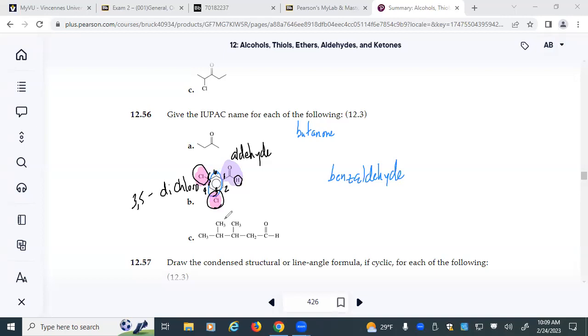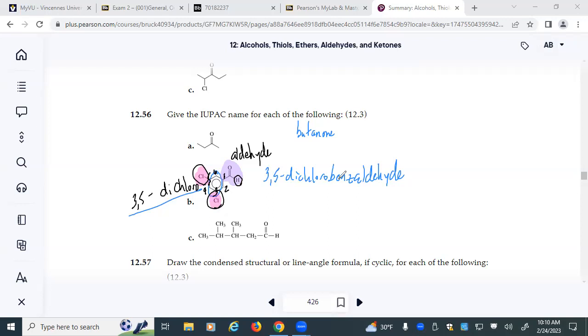So this is one of those where we don't change it to -al because it's not an alkane. If it was an alkane group, we would just change the ending to -al. Here, because we've got an aromatic, we're just going to slap aldehyde on the end. So I've got benzaldehyde, and so that covers the benzene ring and the aldehyde group in the 1 position. And now I just need to add the 3,5-dichloro to the front.